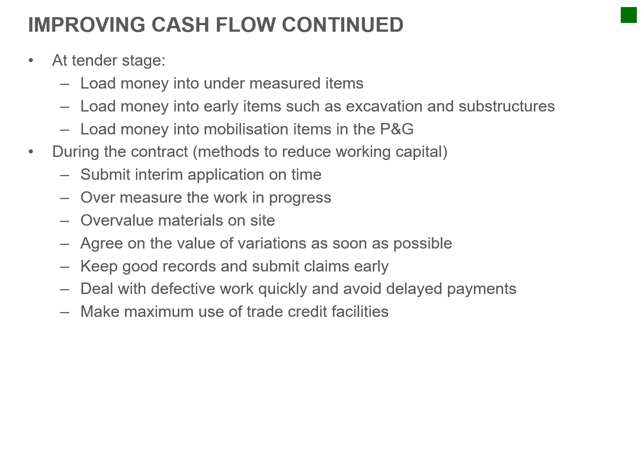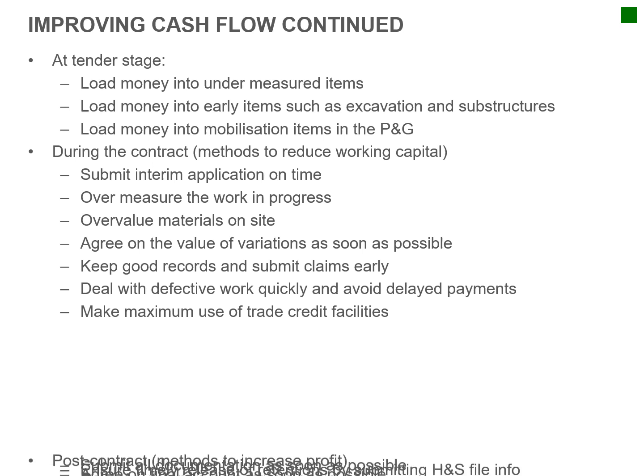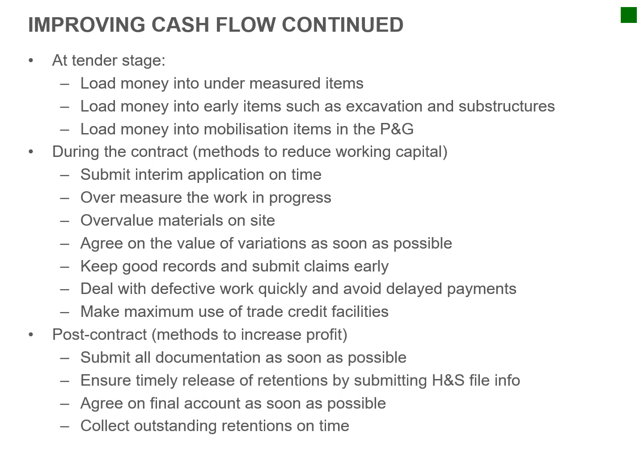Okay, so the main thing is to be efficient on site. If you've got a 3-month contract, you have to be finished within the 3 months. Post-contract is submit all the documentation as soon as possible, ensure timely release of retentions by submitting health and safety file, etc. Agree on final account as soon as possible and collect outstanding retentions on time. Okay, so we've dealt with a couple of these in the previous chapter, but please make sure this is a very important slide for me. You will have to be able to discuss this.